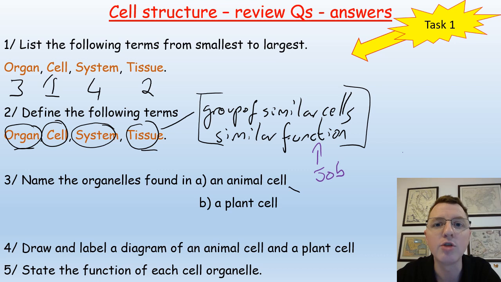The cell membrane controls what enters and leaves the cell. The cytoplasm is the site of chemical reactions. The mitochondria is the site of respiration. The ribosomes are the site of protein synthesis. Chloroplasts contain a green pigment called chlorophyll, and that's the site of photosynthesis. Cell walls contain cellulose, and they provide strength to the cell. And the large vacuole contains cell saps and sugars, and it's a storage of those.